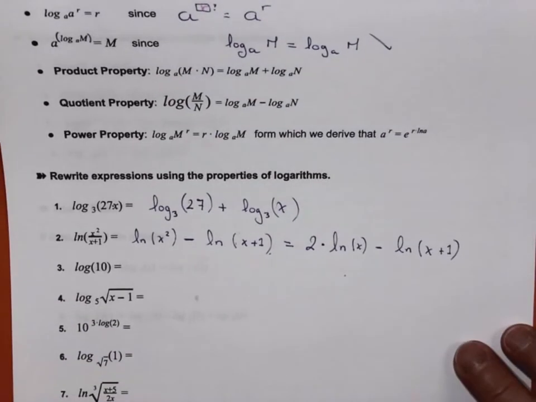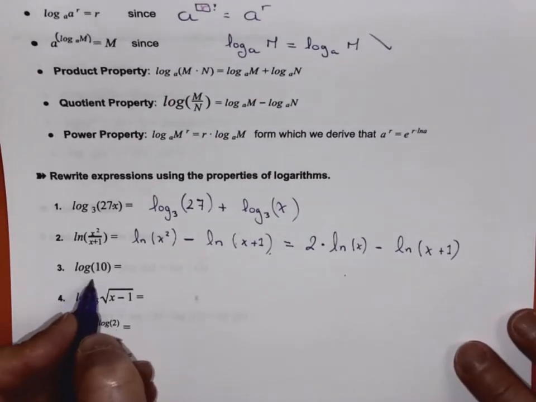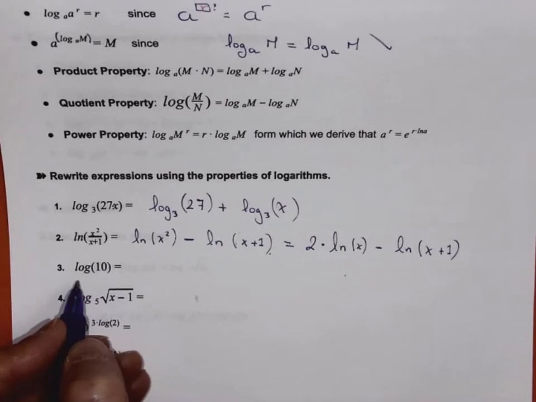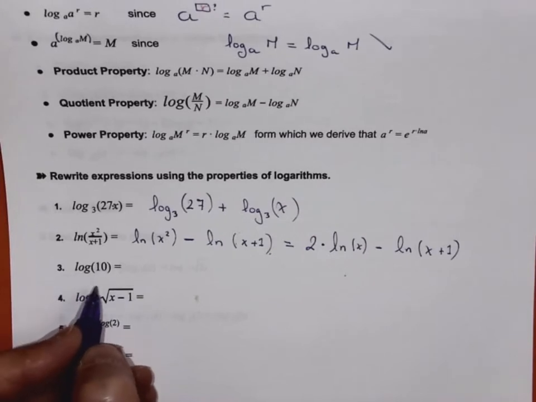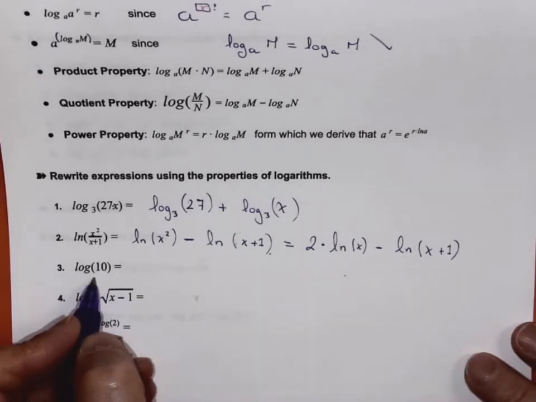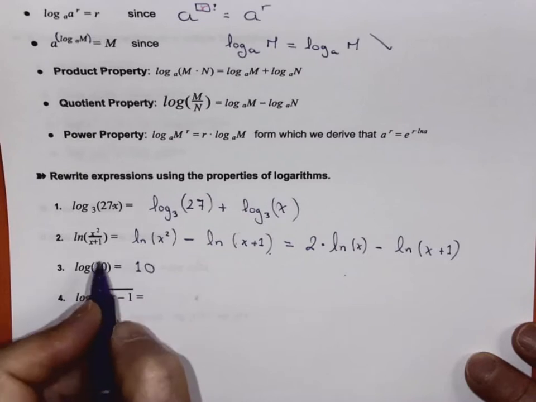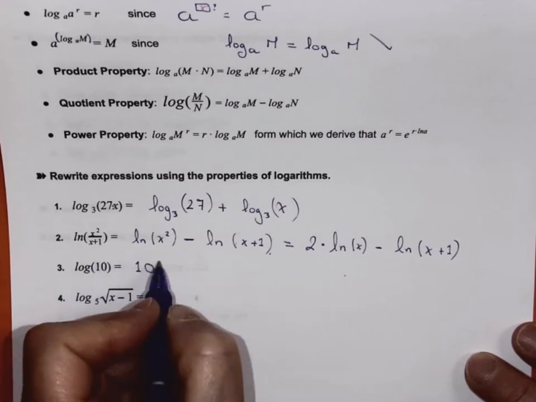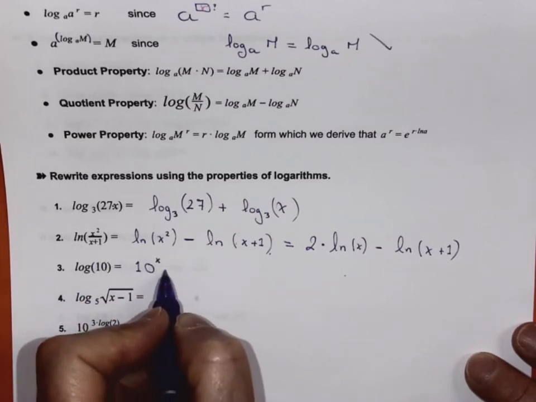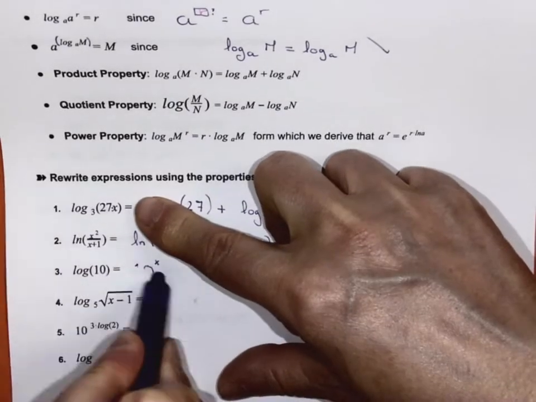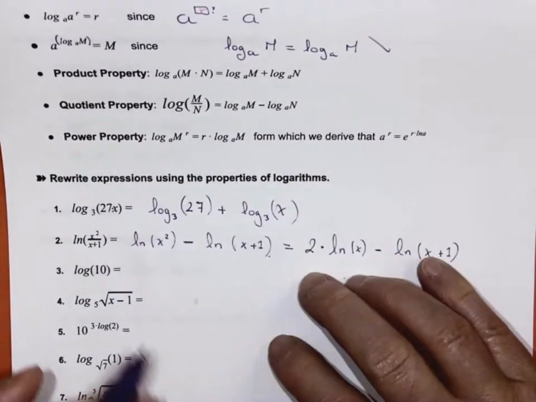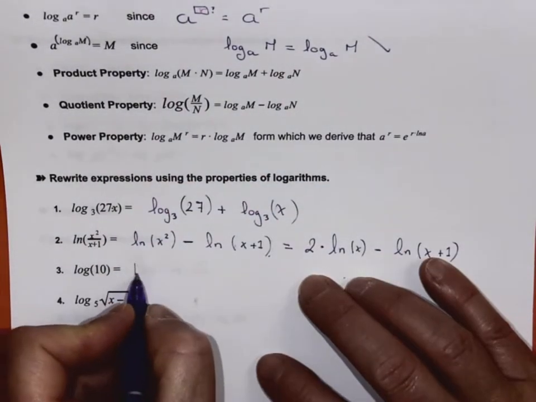Log, we don't have a base. So do you remember what the base is? When you have just log, what is the base? It will be 10, right? So this here is just saying 10 to what power is equal to 10? Well, what is that going to be? 10 to what power is equal to 10? That would just be a 1, right? There is nothing to expand there. I'm done.